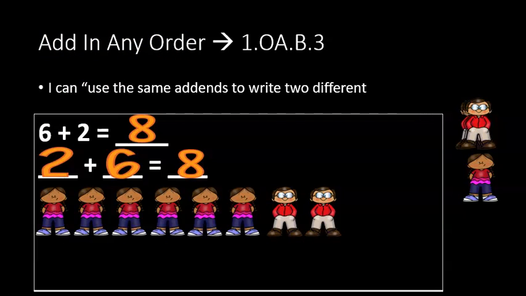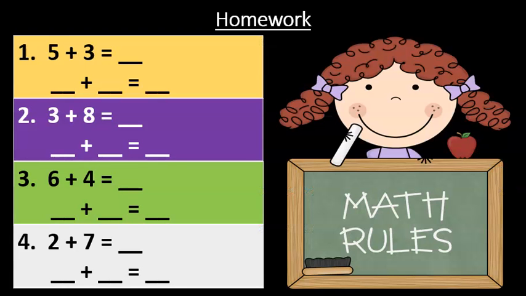Now, get a paper and pencil, okay? Once you get your paper and pencil, on your screen is your homework. Now, boys and girls, here's what I want you to do. Copy down number 1, number 2, number 3, and number 4. I want you to give me an answer here, and I want you to show me how you do this second addition equation, okay? Same thing for number 2, number 3, and number 4.